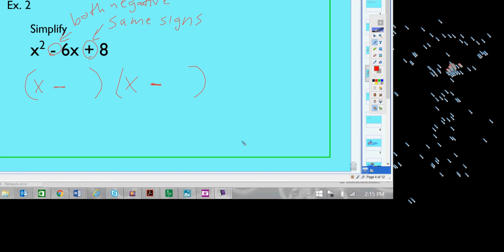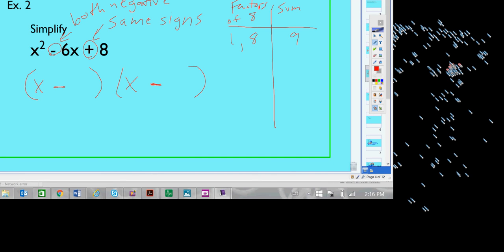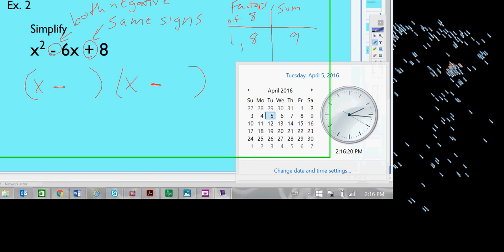Now I need to come up with two factors that sum together to be 8. Okay, so factors of 8. All right, factors of 8. And I'm not even worried about negatives. I just want to know what sums up to 8, okay? So 1 and 8. Nope. Or did I say that right thing? Sums up to, what do I want it to sum up to? I want it to sum up to 6, don't I?